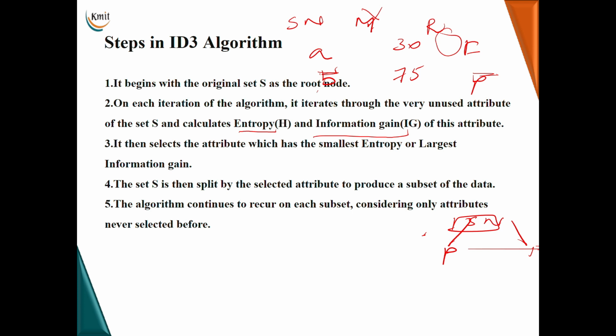When I'm talking about the subsets, for student name, these are my subsets. So that's what I'm telling them. Now the algorithm continues to recur on each subset, considering only attributes never selected before.